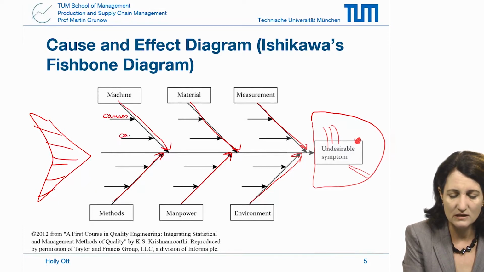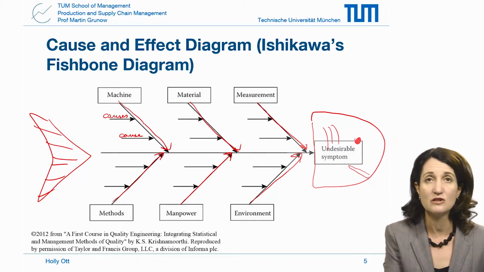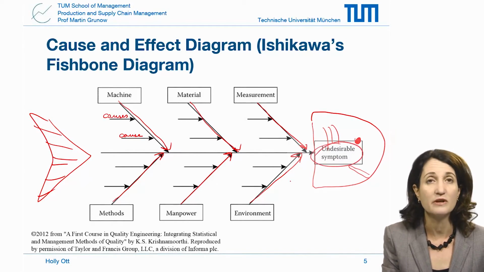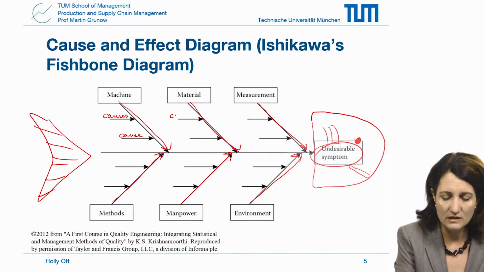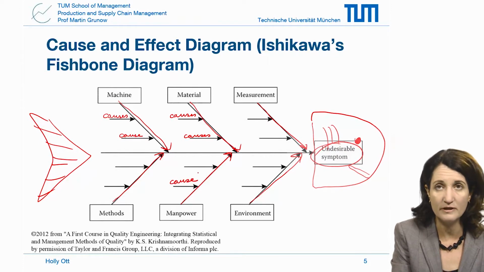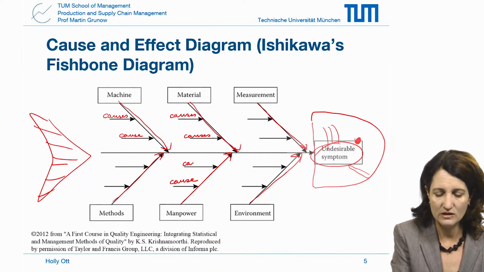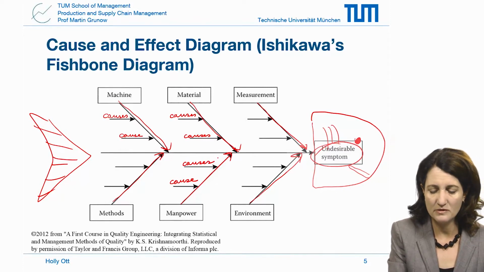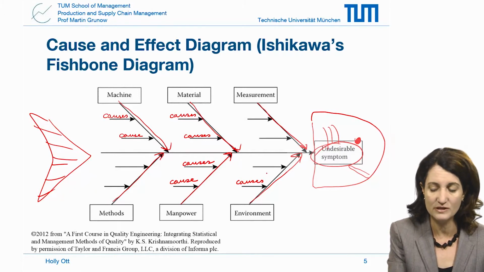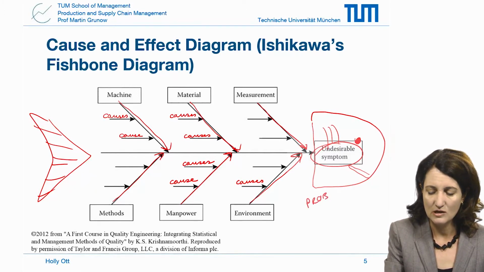What could be possible causes due to the machine that could result in our undesirable outcome? What could be causes due to the material, etc.? Could there be something with the operators, with the shifts? Could there be something with the environment? Do we have a temperature issue that could cause this undesirable symptom? This could cause this process problem.